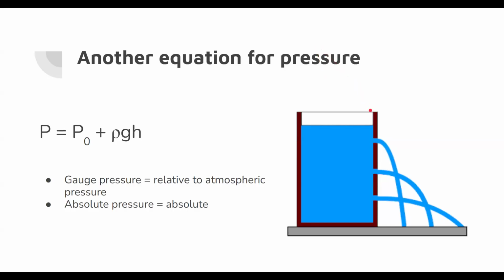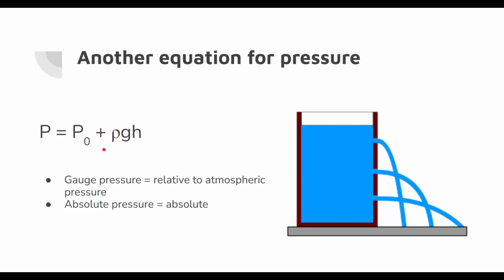So here we go, another equation for pressure: P equals P naught plus rho g h. So remember, rho is density here, and this is how we're relating our density to our pressure.